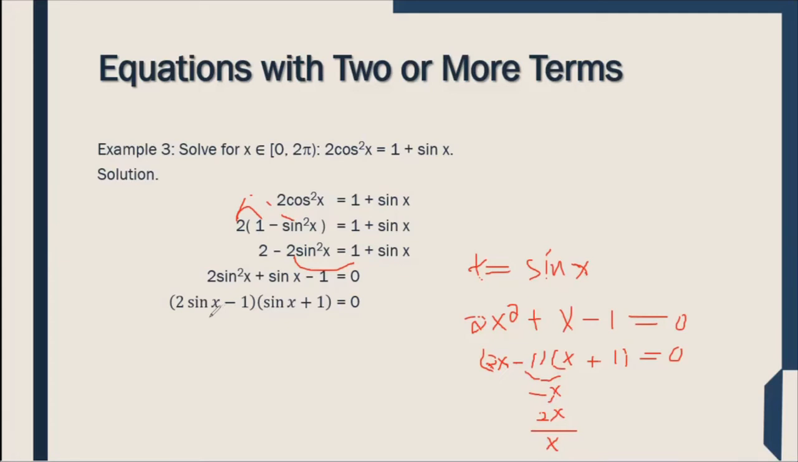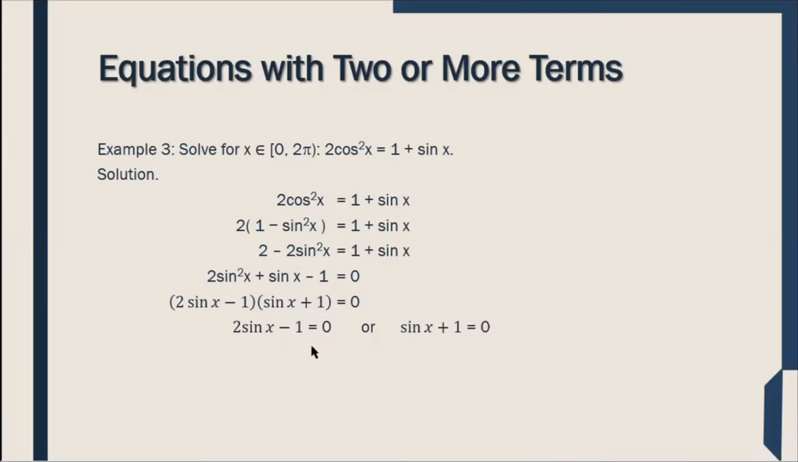Then, since meron na tayong 2 factors, pwede natin gamitin yung law of zero factor. So, paghiwalay natin yung dalawa. Yung isa ay 2 sin x minus 1 equals 0. At yung isa naman factor ay sin x plus 1 equals 0. Then, pwede natin ngayong solve yung individual factor. Sa first factor muna ay magiging sin x equals positive 1/2. At yung other factor ay sin x equals negative 1.